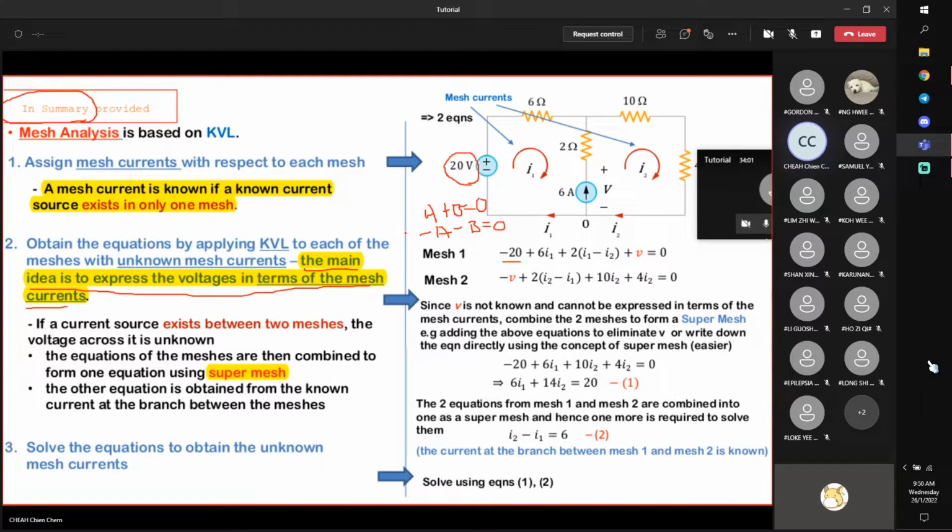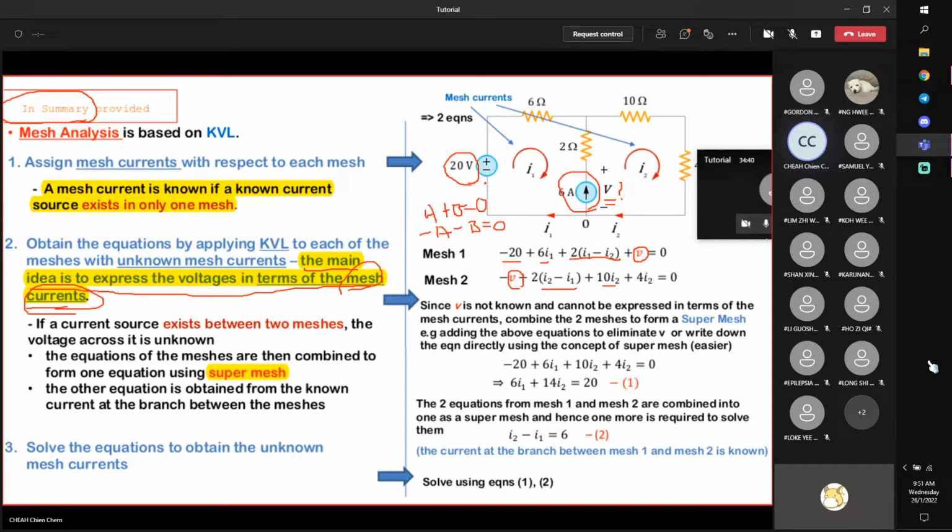Here, a voltage source is okay, but a current source is not okay when you apply Kirchhoff voltage law. Why? Because Kirchhoff voltage law says that I want to know the voltage drop. But for a current source, I know the current, I do not know the voltage. How about a resistor? For a resistor, I do not really know the voltage, but I can express it in terms of Ohm's law, which means that I express it in terms of the mesh current. But the voltage across this current source cannot be expressed in terms of the mesh current. And therefore, I have a slight problem here.